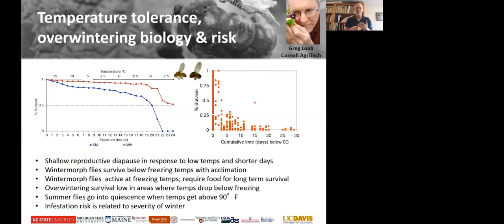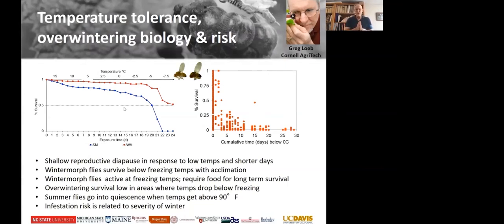We also found that cool temperatures late in the fall, when they're developing in late-season fruit, lead to winter morph flies, which have a characteristic morphology and physiology that again helps them survive the winter. You can see the little diagram of the flies; the one on the right is a winter morph fly. They are more tolerant of low temperature, and the graph on the left shows how winter morph flies in orange and summer morph flies in blue respond to declining temperatures. You can see even at -7 degrees Celsius, 50% of the winter morph flies are surviving. That's about 20 degrees Fahrenheit, whereas all the summer morph flies have died.